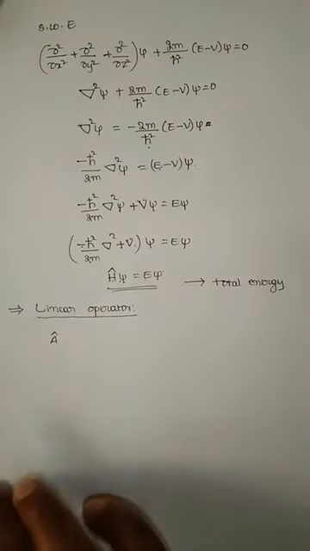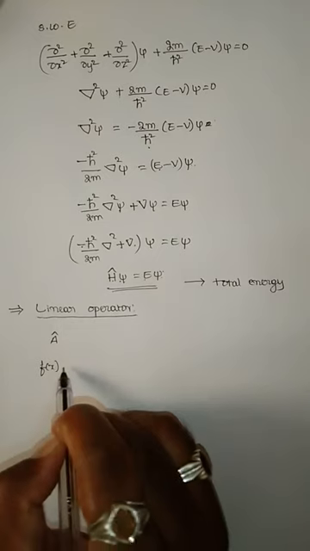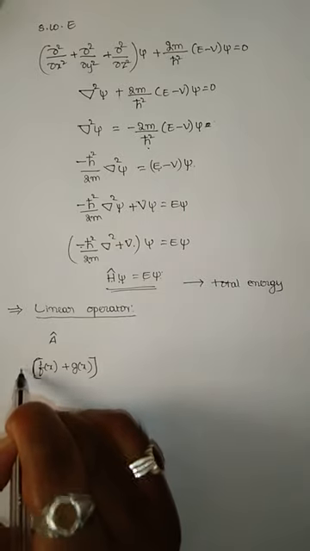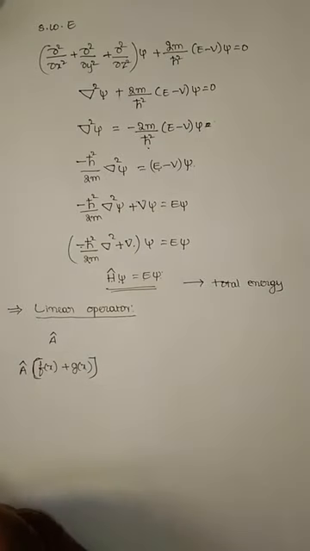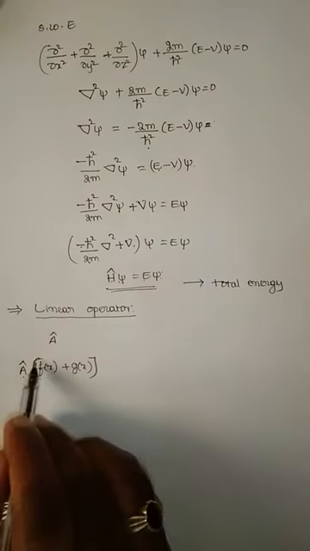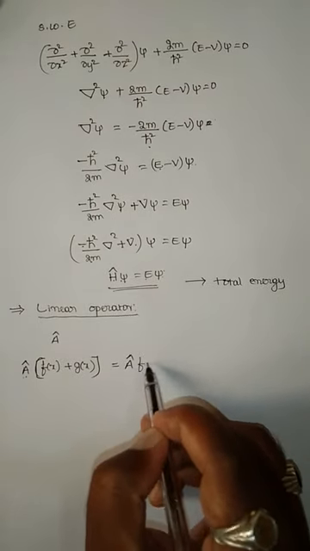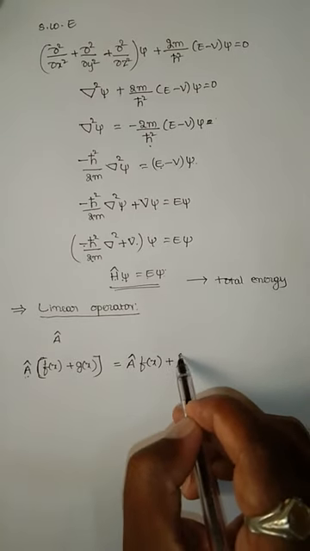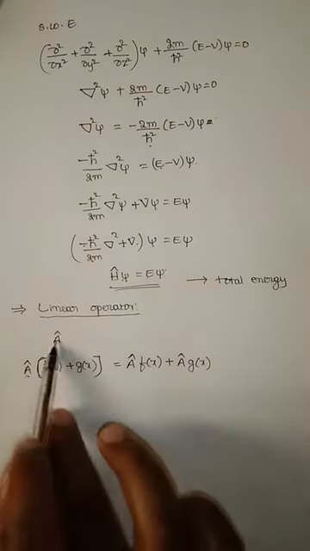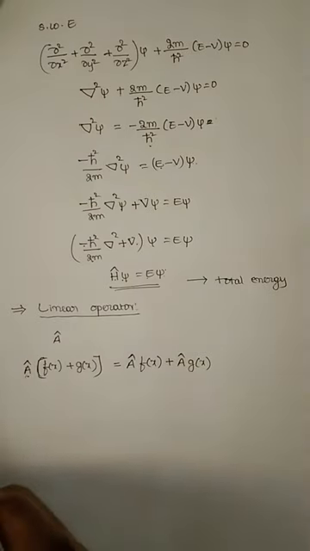Let's consider one simple illustration. Let us say the function f(x) + g(x), on which the operator is acting as a whole. So Â[f(x) + g(x)] should be exactly equal to the operation of Â on f(x) plus the operation of Â on g(x). When the operator Â satisfies this particular condition, then that operator will be called a linear operator.